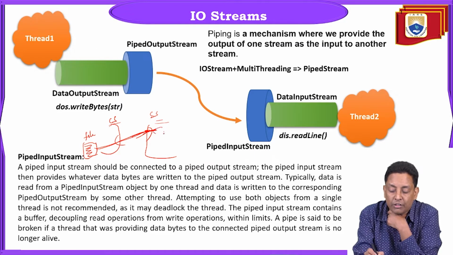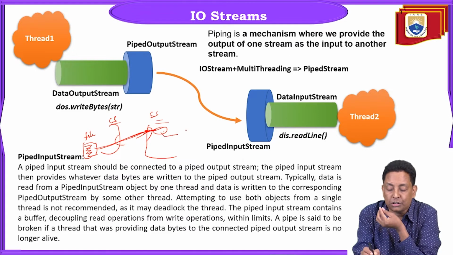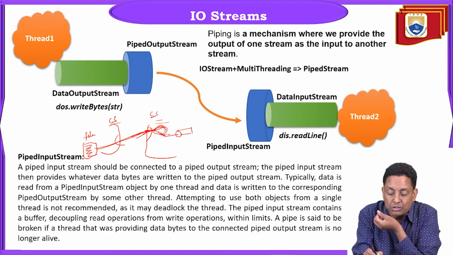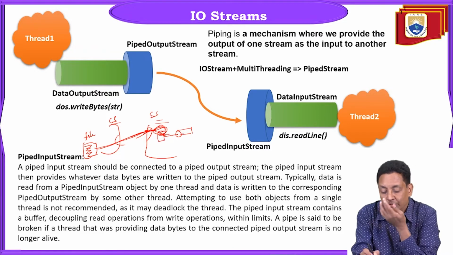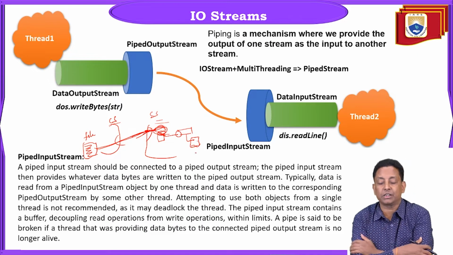Here we want to run one thread that will use an output stream, and whatever data comes through the socket, with the help of the output stream it wants to write the data into an input stream. The input stream should read the data and write it into one file on the server system.